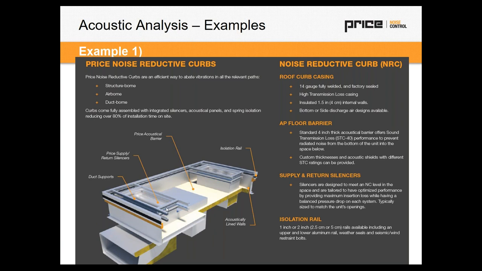Sometimes they can go through the curve, such as this example, so that when you do the path addition, because noise control problems are complex, it's not just one thing, you could cover everything by using the software and account for all the different portions of sound from a rooftop unit. So supply silencer, return silencer, all integrated with the curb. The curb also has isolation rails to prevent any of the vibrations from traveling from the roof to the occupied space below. So that is available as a special at price.